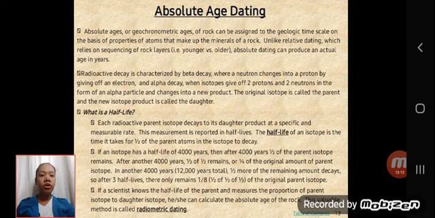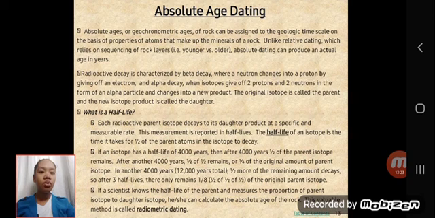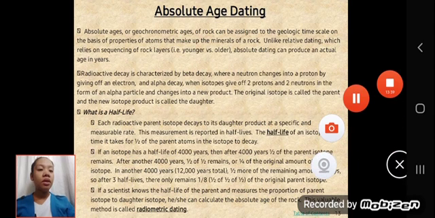Absolute ages or geologic ages of rocks can be assigned to the geologic time scale on the basis of properties of the atoms that make up the minerals. Unlike relative dating, which relies on a sequence of rock layers, absolute dating can produce actual ages in years. The number of neutrons of an atom determines the isotope of the element, just like the number of protons determines the identity of an element.